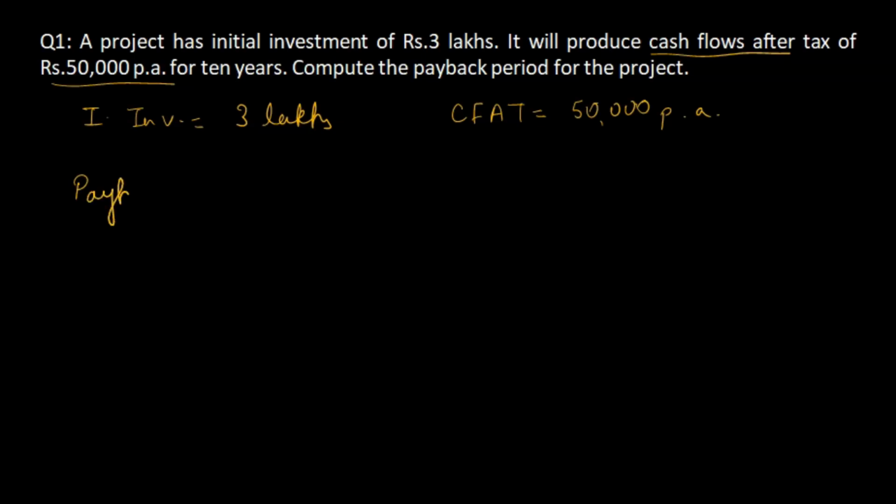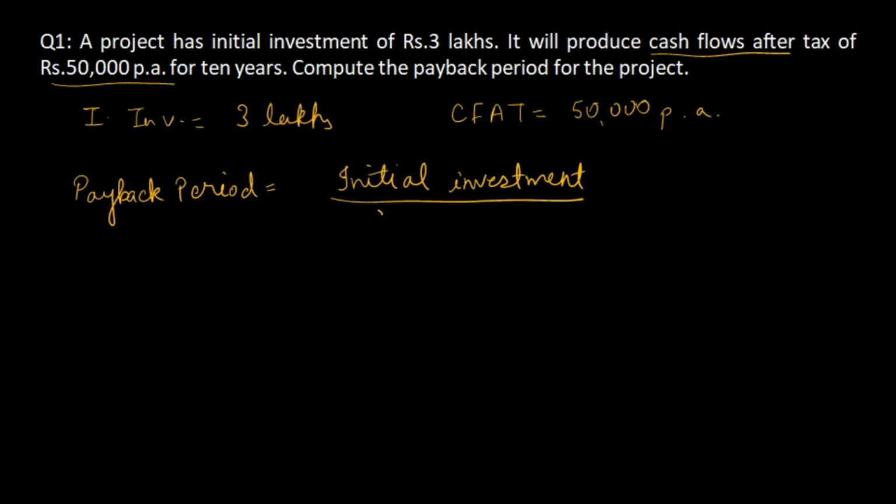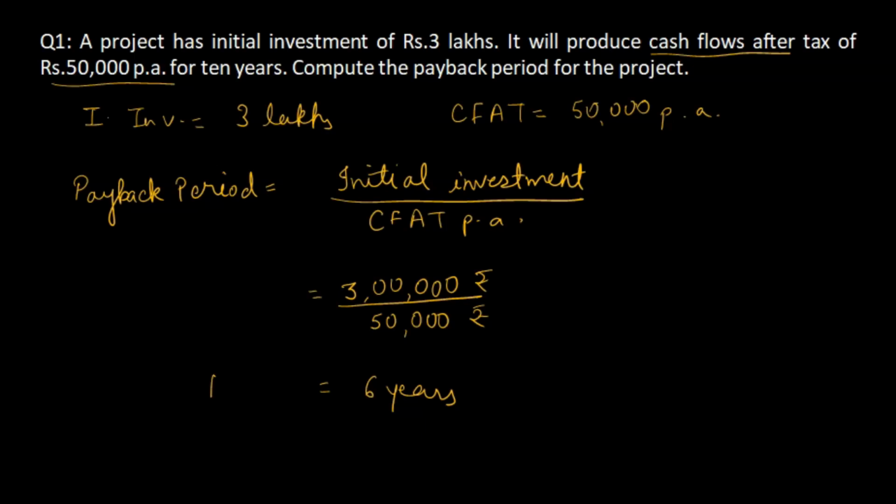Now for payback period, you can easily find out. This question is very simple. So for payback period, again I'm writing the formula: initial investment divided by CFAT per annum. So we have initial investment 3 lakh and cash flows after tax of 50,000 per annum. When you divide this, what will you get? 5 sixes are 30, so 6 years. 6 years is the payback period for this question.